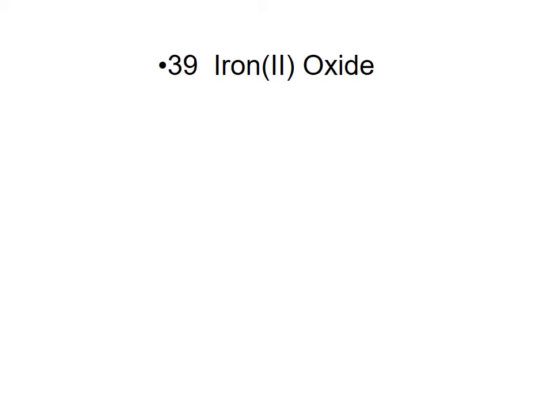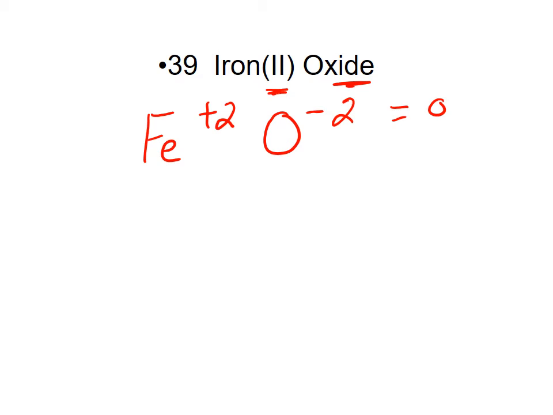Iron 2 oxide, remember the ide is an element, so iron is Fe, Roman numeral, plus 2. Oxide is oxygen, oxygen is minus 2. They add to 0, so that makes it easy, so it's FeO.